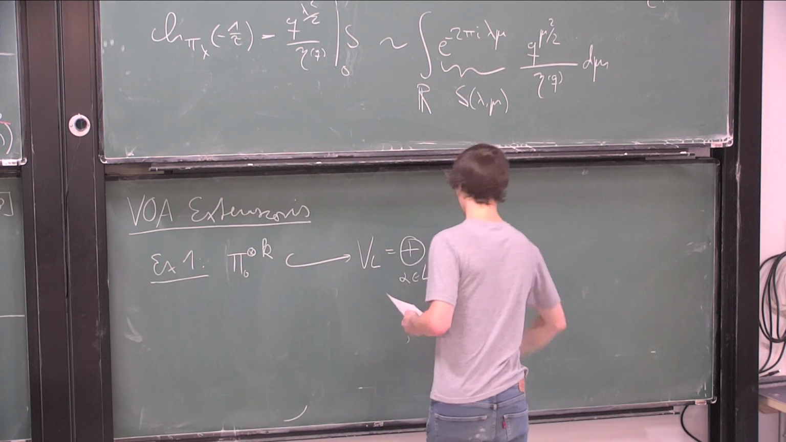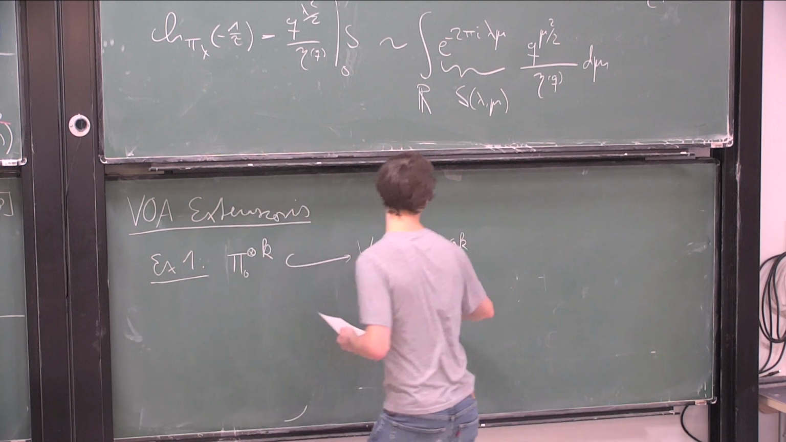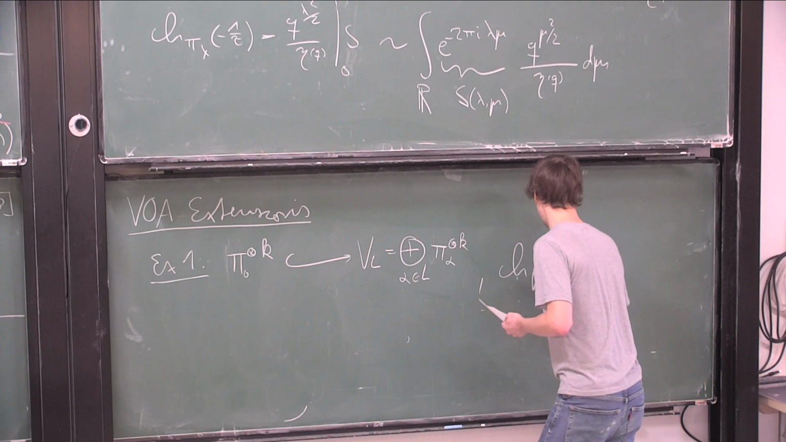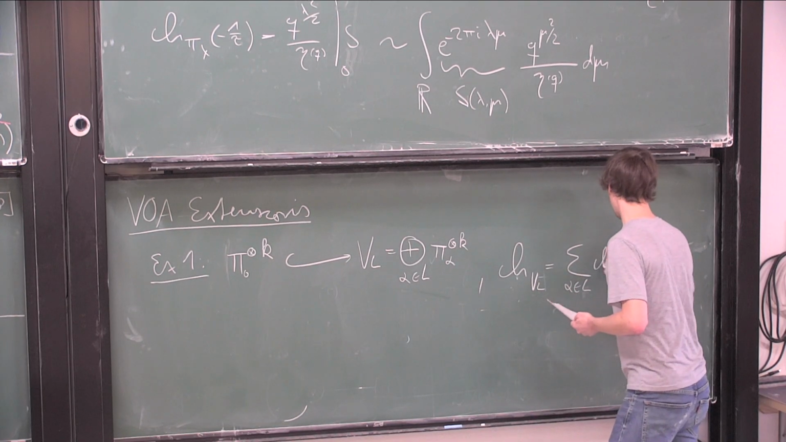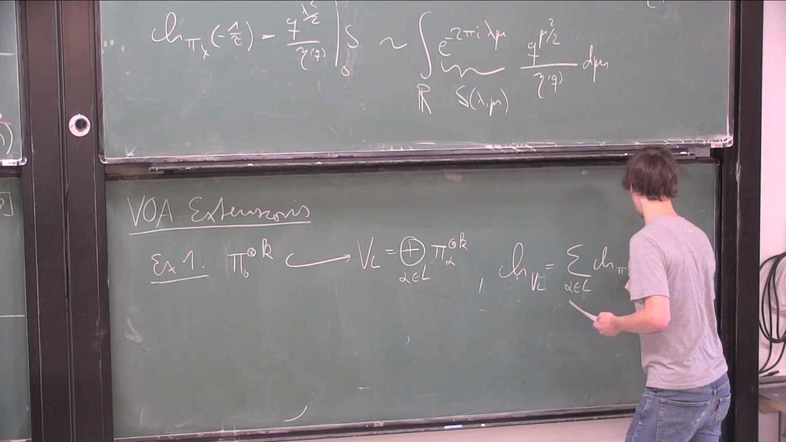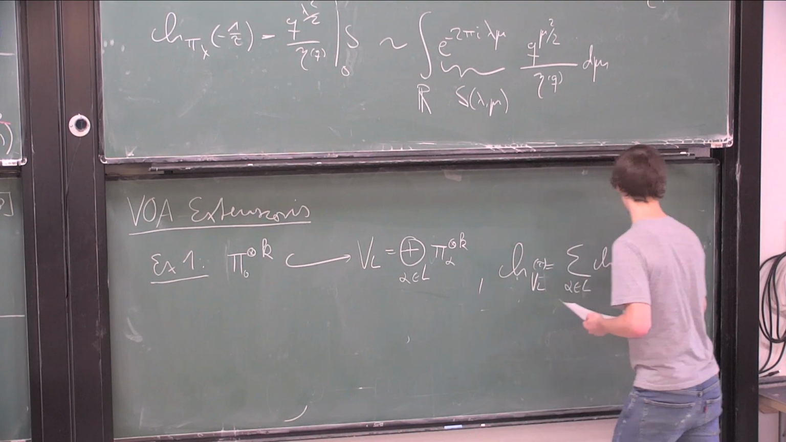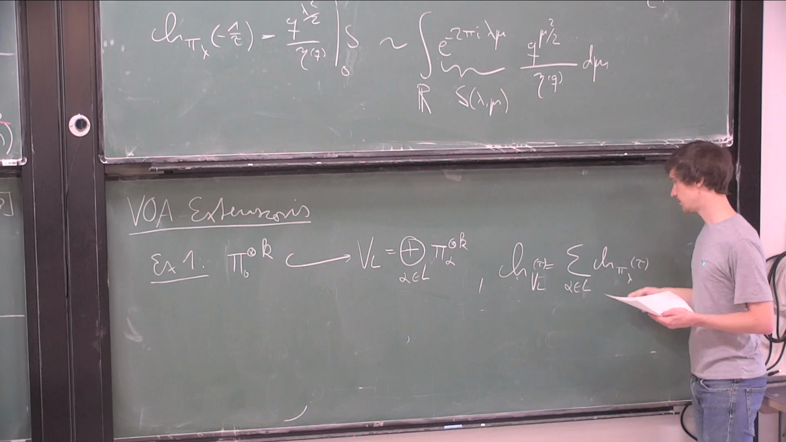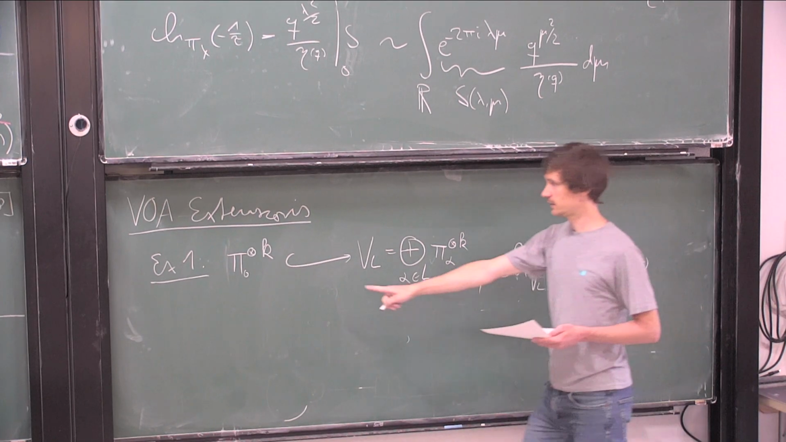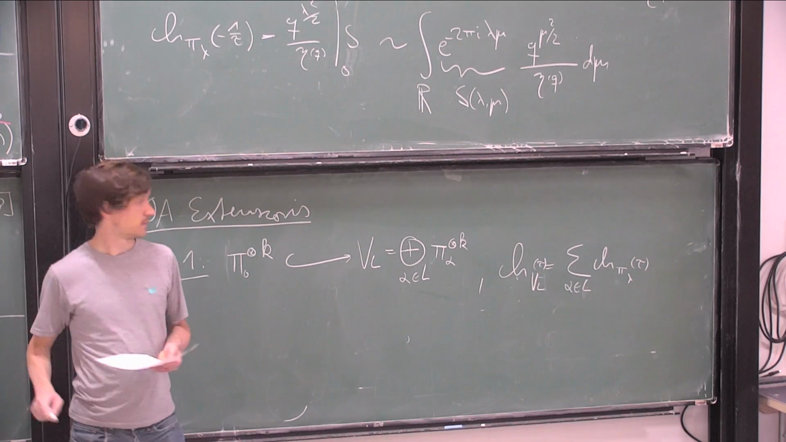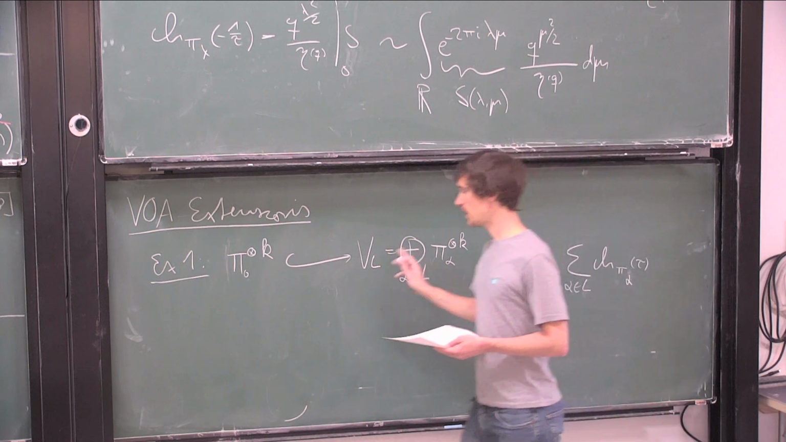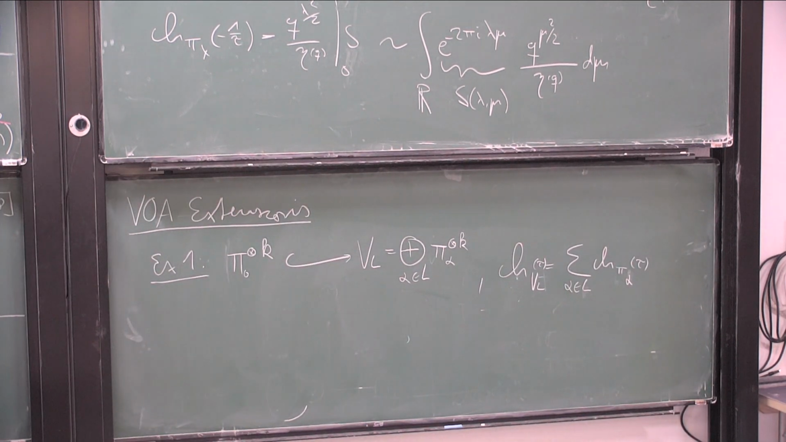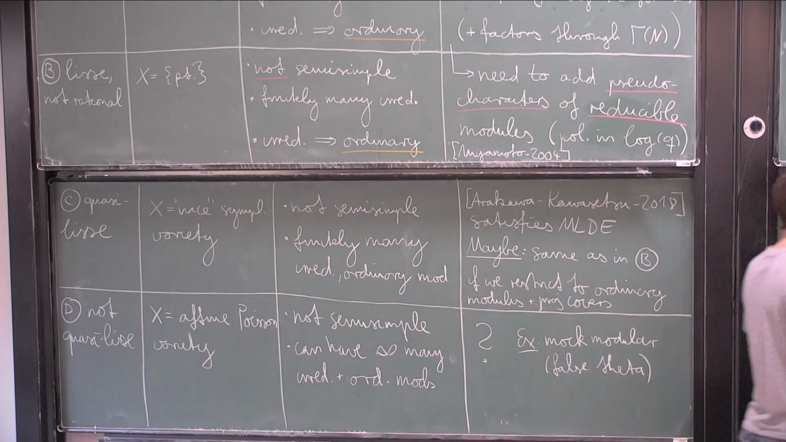So I can write this down. The character of this lattice VOA is then the sum over alpha in L of the characters of these pi alpha. And this has much better modular properties than the character of the original one that you started with. That is a general theme: when you have a VOA that's maybe not so nice, sometimes you can extend it to a bigger VOA that has nicer properties.